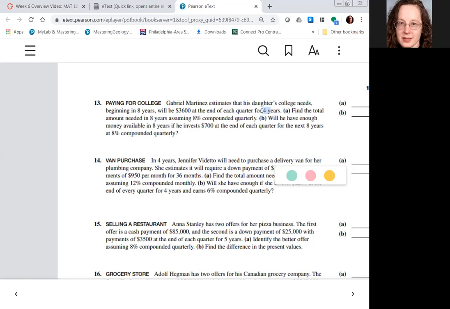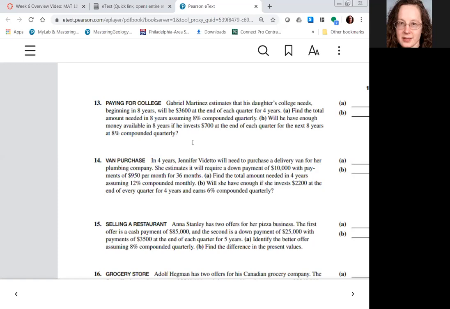Well, that's part B. Part B is the savings. Will he have enough in the 8 years? He has 8 years to save, if he's investing $700 at the end of each quarter for those next 8 years. And again, 8% compounded quarterly, everything is compounded quarterly. Those are the types of problems that we're doing.